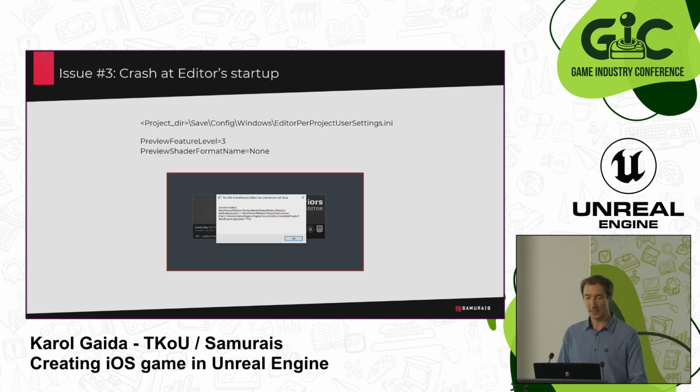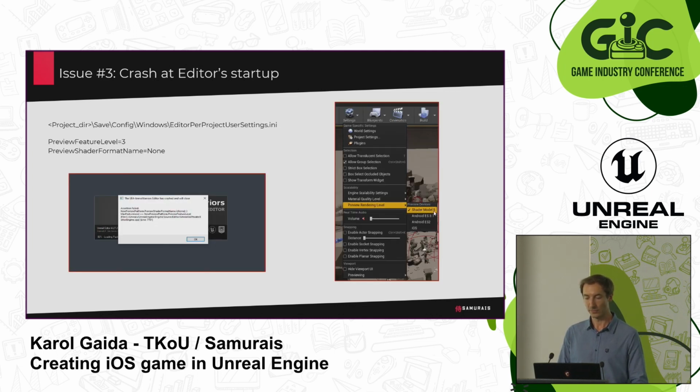We just need to locate the editor per project's user settings, and we need to change the preview feature level and preview shader format name to the default states. This is the equivalent of changing the preview rendering level inside the editor.